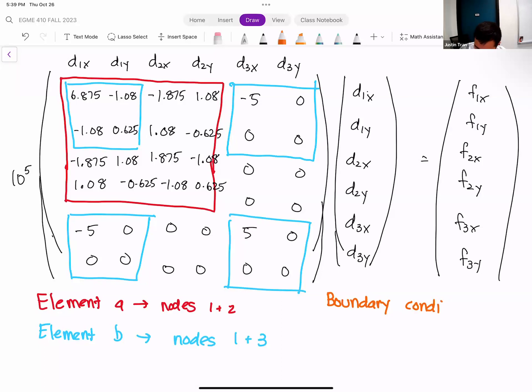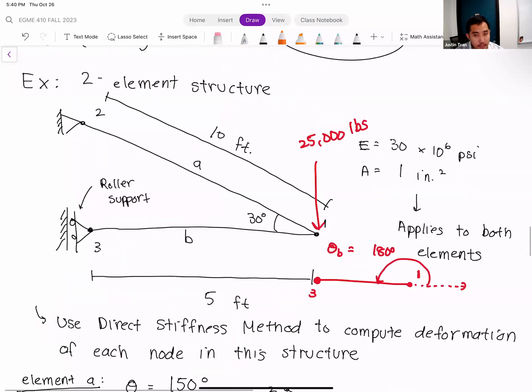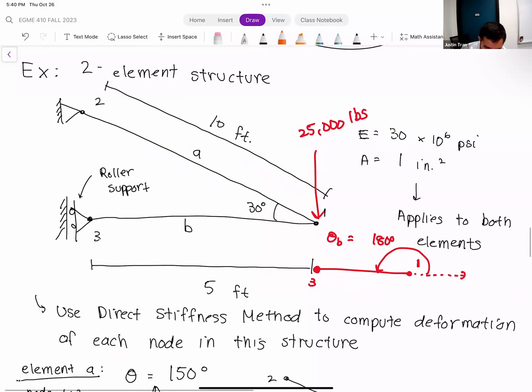This is where we're going to have something a little bit unique. Because remember, if we scroll back up to the problem, you can see that node 3 is fixed by a roller support, and so it's not going to be the same as a pin support. But we'll start with node 2, which is the more straightforward one.